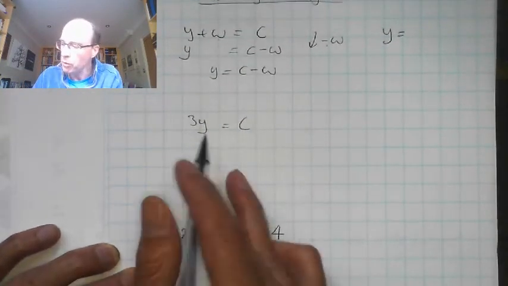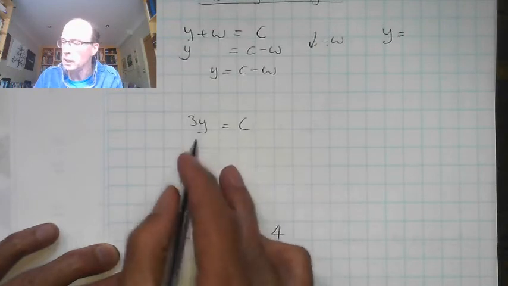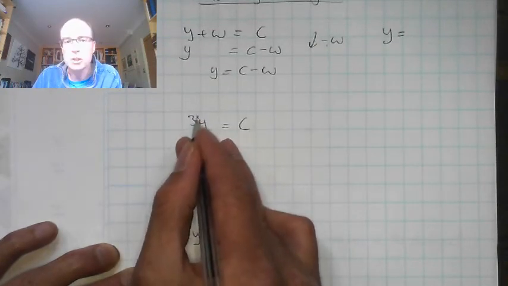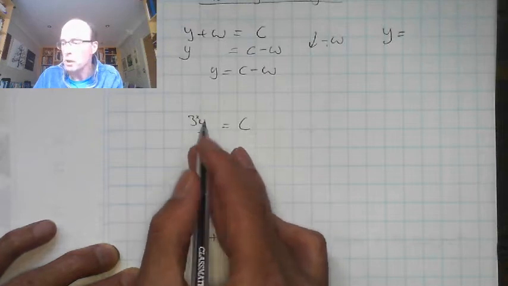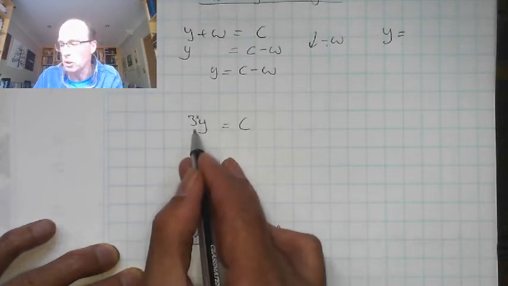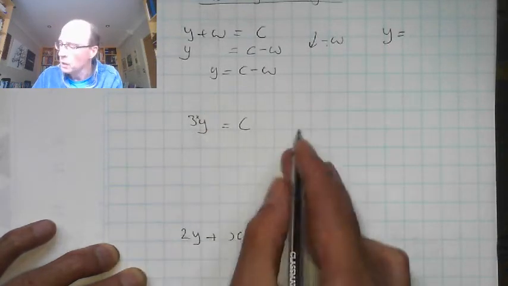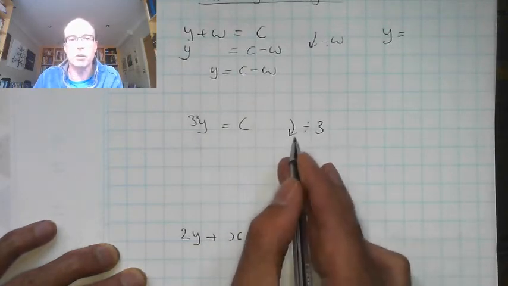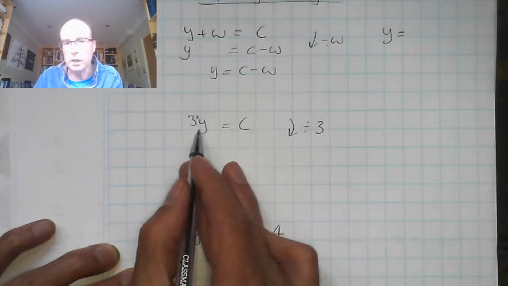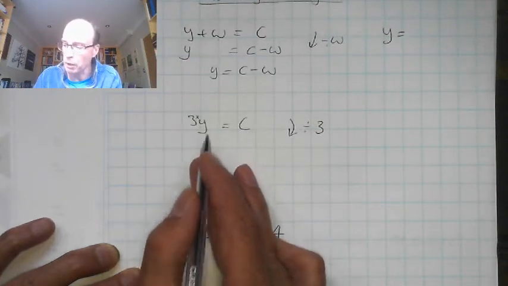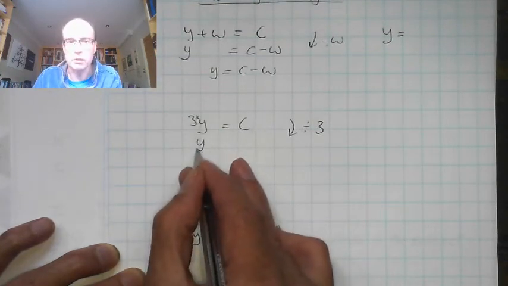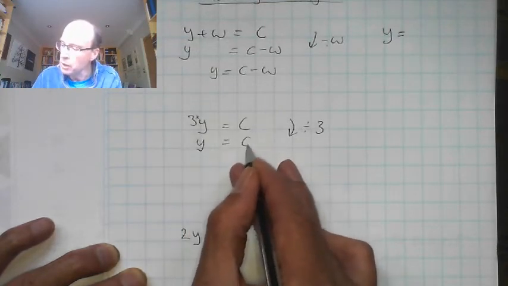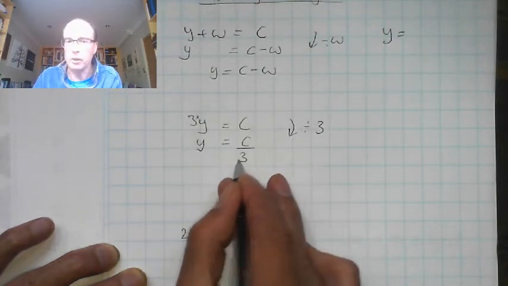Next one, we've got 3y is equal to c. So remember I've got 3y, what I actually mean by that is 3 times y. So I want to do the opposite operation to multiplying by 3. So if I divide both sides of my equation by 3, then I've got 3 divided by 3, well that's 1, so I've got 1 lot of y, I don't need to write that 1 in front of it, and that's equal to c divided by 3.